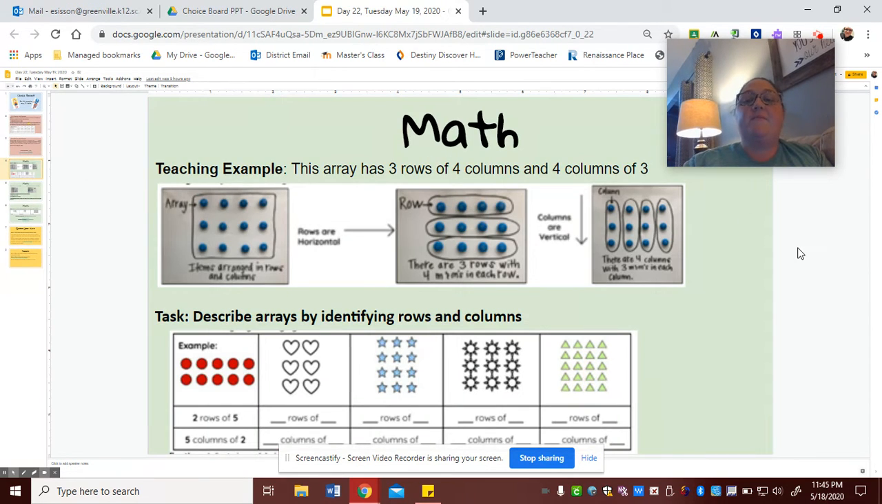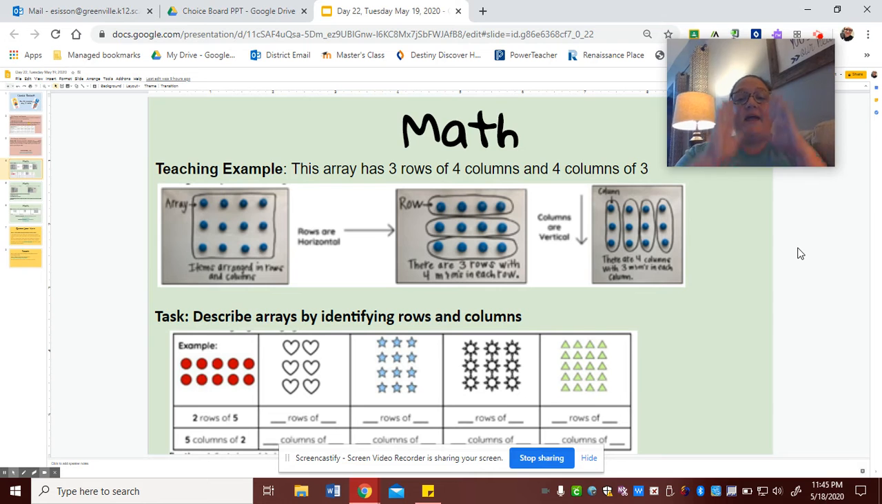Okay. Then for math, sorry, yesterday I did the wrong thing. So if you did this yesterday, great. If you did the measurement yesterday, totally okay. I kind of combined 2 days, but I think they're really easy. I think you got it. So we're working on arrays. And if we were in our classroom, I would teach you a little array song. So I'm going to try to teach it to you on here, okay?